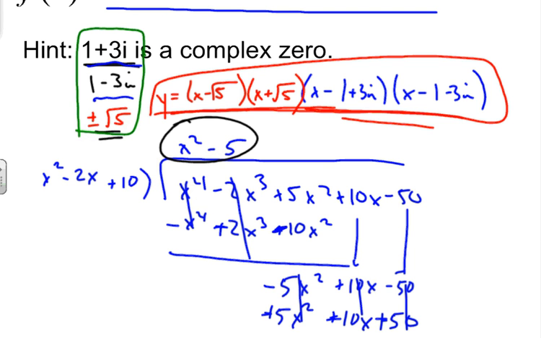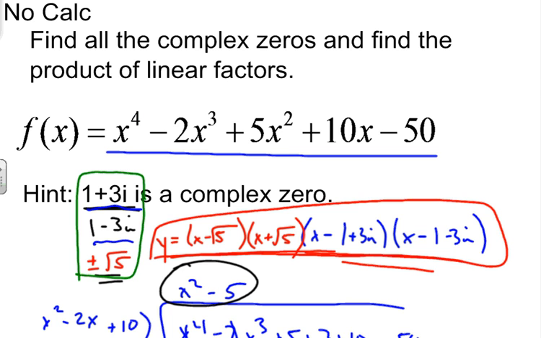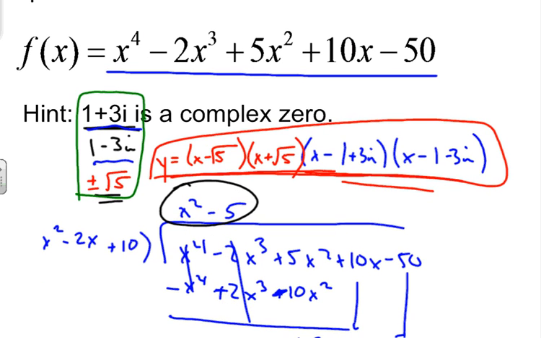I hope this helps with problems that ask you to find complex zeros and linear factors. Find the conjugate, use that to create a quadratic factor with real coefficients, divide that out, find your other quadratic, and simplify. All right, so good looking, God bless.